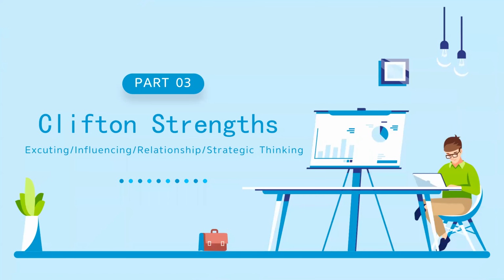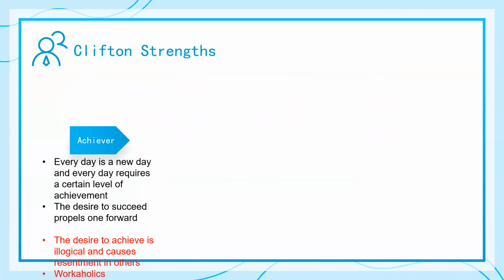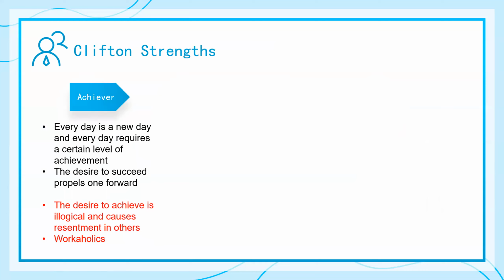This part is about Clifton strengths. The first strength of mine is that I'm an achiever. This test shows I'm an achiever because I am a person who is eager to succeed, and every day I want to achieve something. I deserve to succeed, and I will push myself.